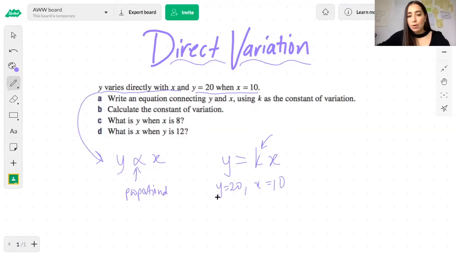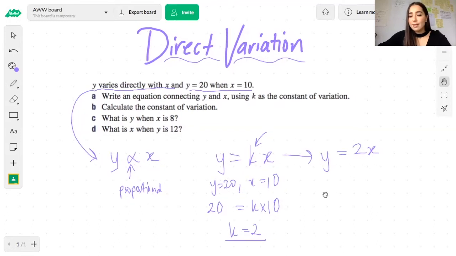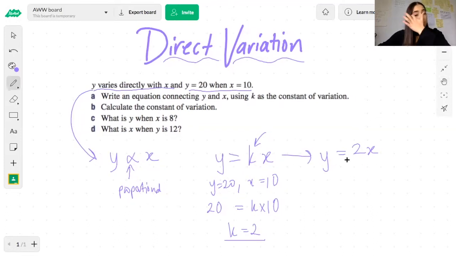So we're going to sub those values into our equation to find k. We have 20 on the left-hand side equals k times x, which is 10. Dividing both sides by 10, we get k equals 2. So k equals 2 is our constant of proportionality, and therefore we can rewrite this equation as y equals 2x. That is how y and x are related. Part A says to write an equation connecting y and x using k as a constant of variation, so this would be the solution to A.